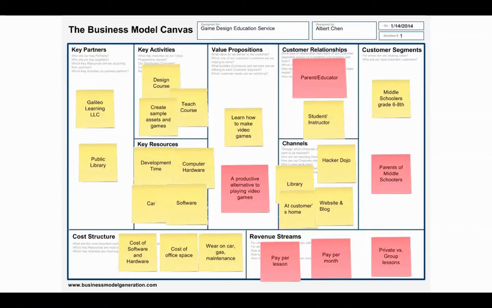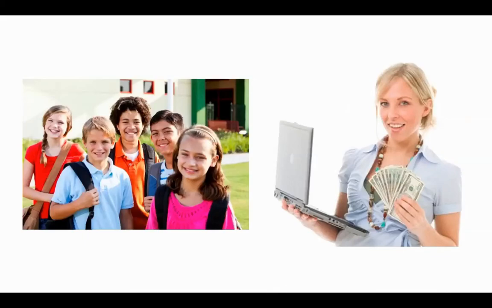Also, the issue of satisfying both the middle schoolers and their parents made things a bit more complicated. And the whole idea of doing live instruction just did not make sense in terms of the most efficient use of my time. So that takes us to the evolution of the business model canvas throughout this course.